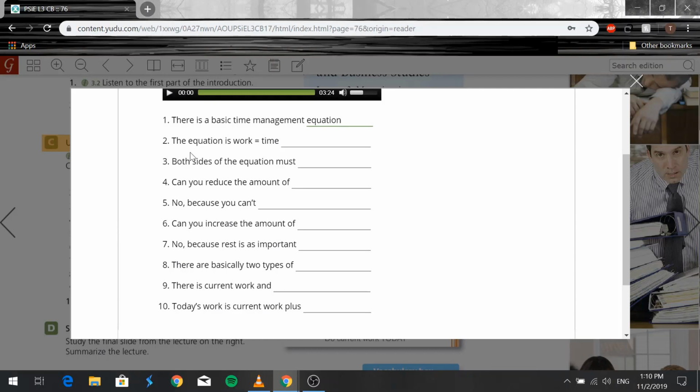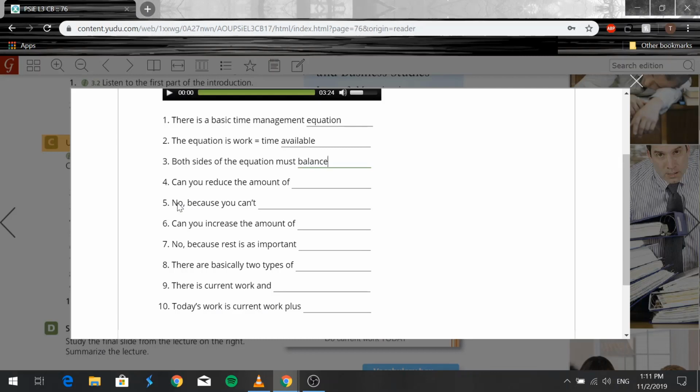Okay, the equation is work equals time available. Yes, she said that like 100 times. So the equation is work equals time available, right? Then number 3, both sides of the equation must balance. We talked about this, right? So both sides of the equation must balance.